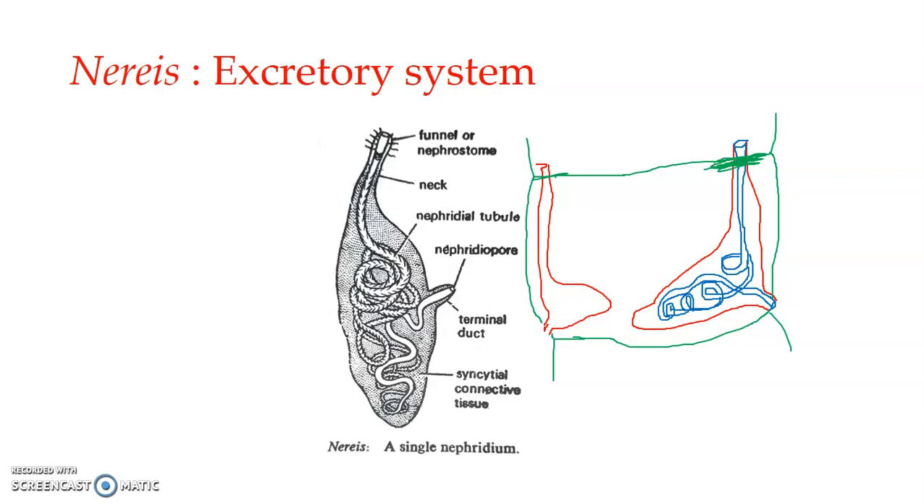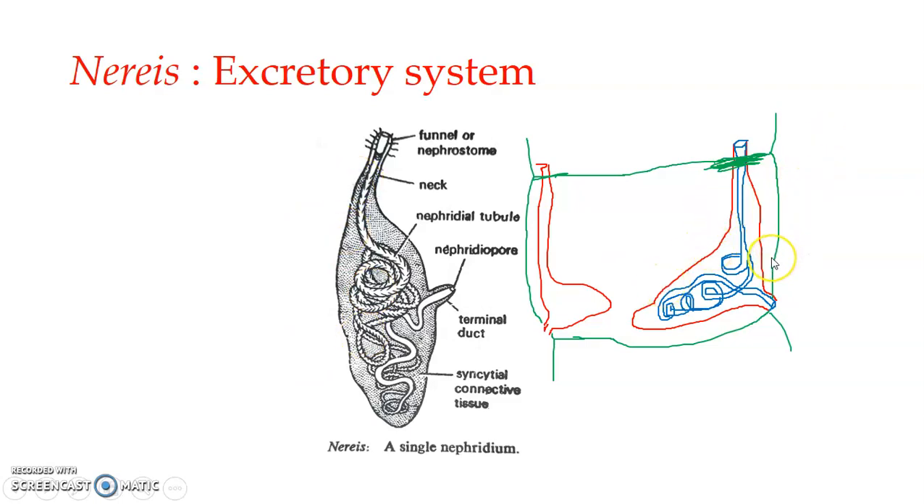The nephridial tubule is ciliated at various places, while the terminal duct and a few of the last portions are non-ciliated. Now, what is the physiology of excretion? Excretion is carried out in two ways. The outer surface of the nephridium is densely covered by blood capillaries. Outer part means here, all this.